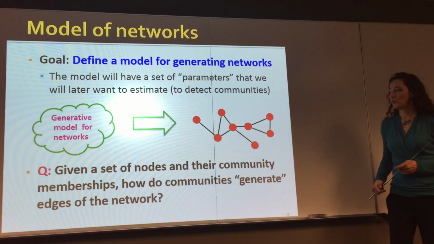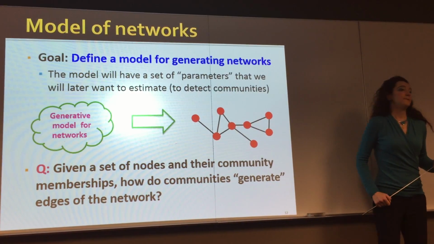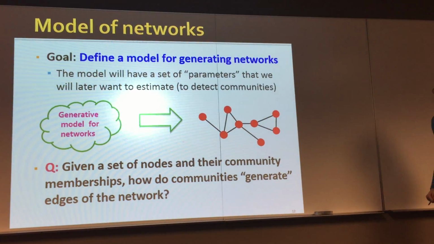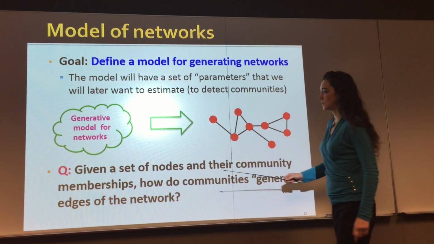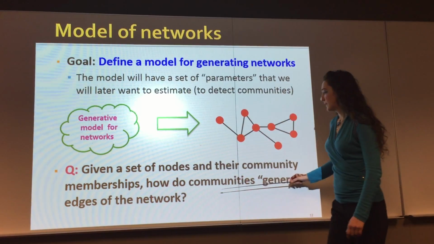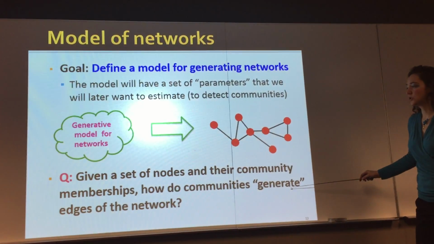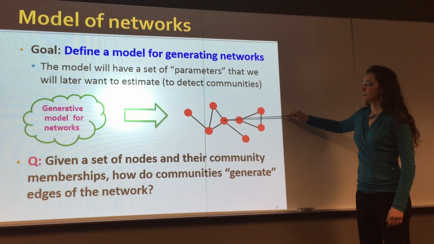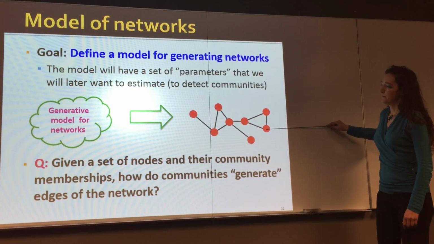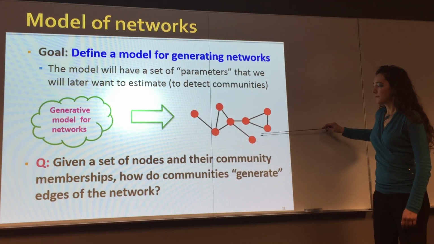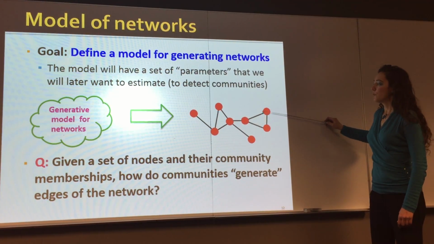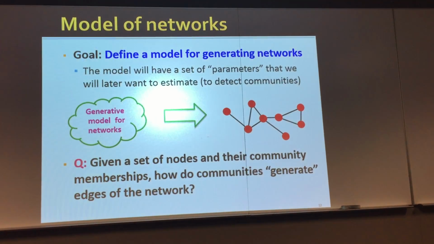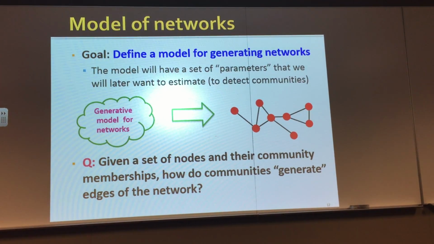So, for example, if we know the friends that are part of the community and their memberships, how many communities they belong to, then we can generate the edges of the network. So these are, let's say, the nodes, and if we know the communities they belong to, we can generate the edges and link them together to obtain the structure of the network.